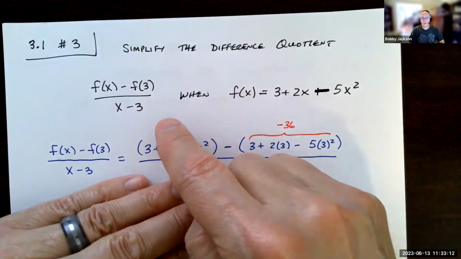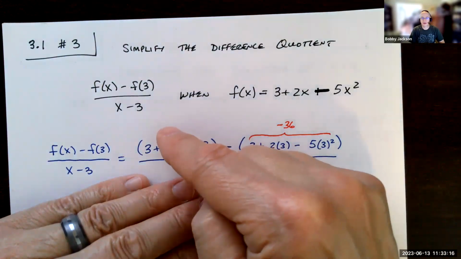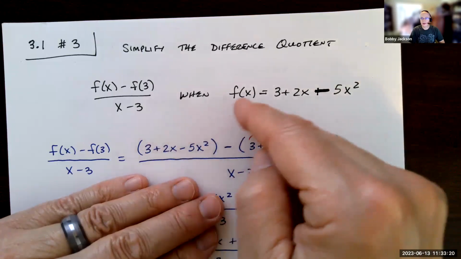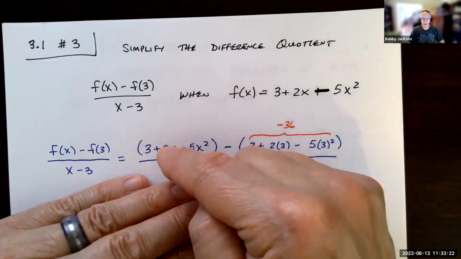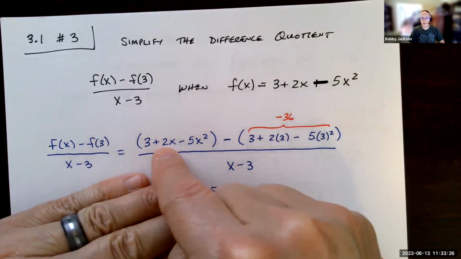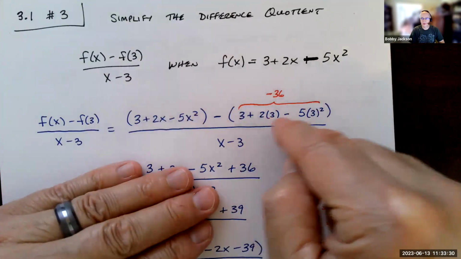First of all, we're just going to simplify, and then the second part is to find the derivative, which I'll explain in a minute, at x equal 3. So what is f of x? Of course, it's just 3 plus 2x minus 5x squared. What is f of 3? Just replace x with 3.